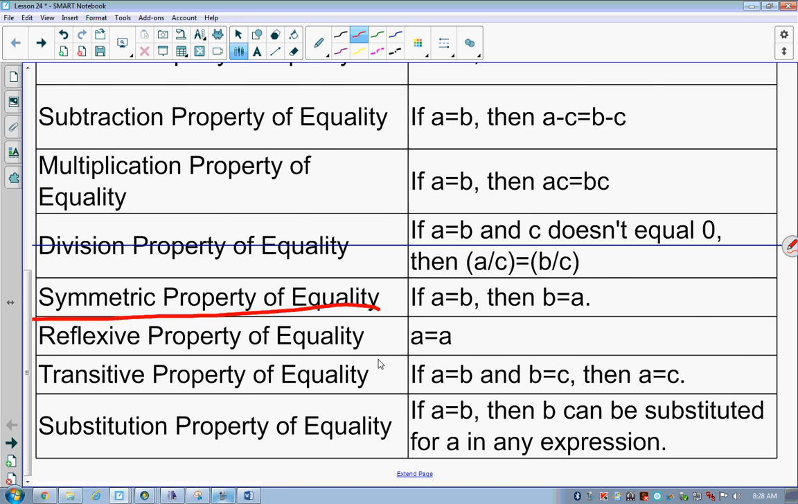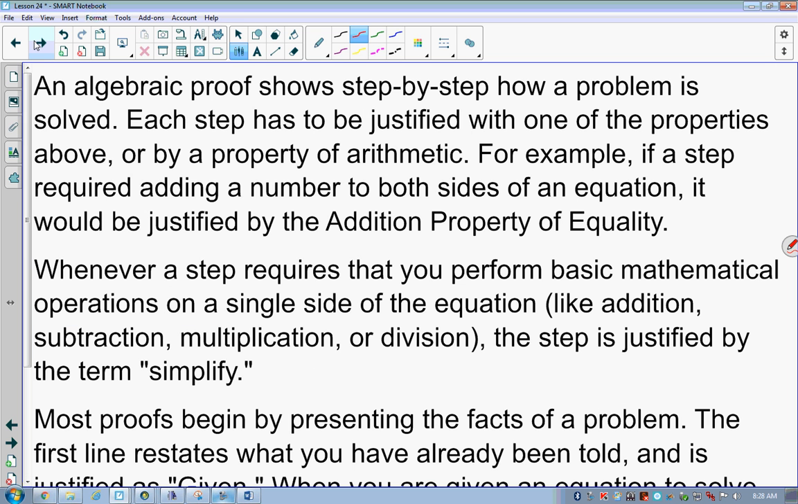Okay, that's a handy chart to have to refer back to. An algebraic proof shows step by step how a problem is solved. It's your justification for how you got to your answer. So a lot of the stuff that we do in our heads, where we solve equations really quickly, the only thing that we're doing here is breaking it down. We're showing all the steps. We're justifying each step. Don't make it more complicated than it needs to be. It doesn't have to be hard. But each step has to be justified with one of the properties that we saw.